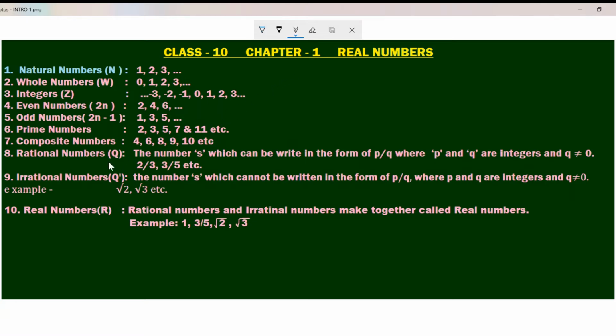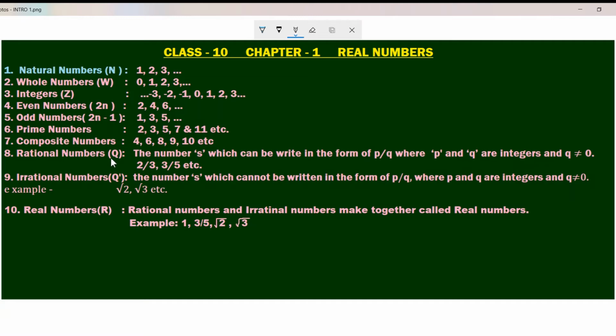sometimes they will give rational number. We need to check whether the rational number is terminating or non-terminating or repeating. How to find this? Those things we are going to see in this lesson.